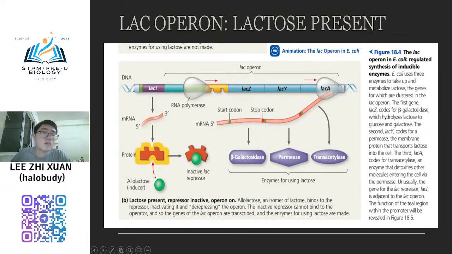Because of the allolactose, it acts as an inducer and binds to the repressor protein, causing a conformational change of the repressor protein. So the shape of the repressor protein has already changed. So the RNA polymerase can bind to the promoter, and then the transcription process occurs across these three genes to produce three different mRNAs. Afterward, they will undergo translation to produce enzymes. So these enzymes are used for the metabolism of lactose molecules.